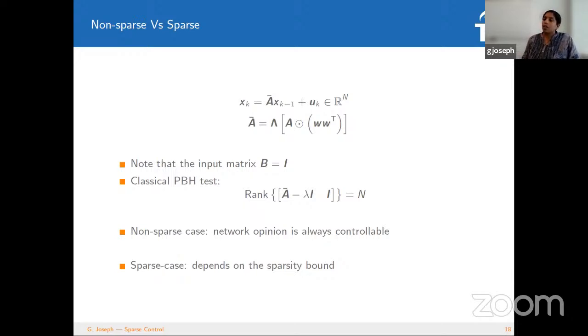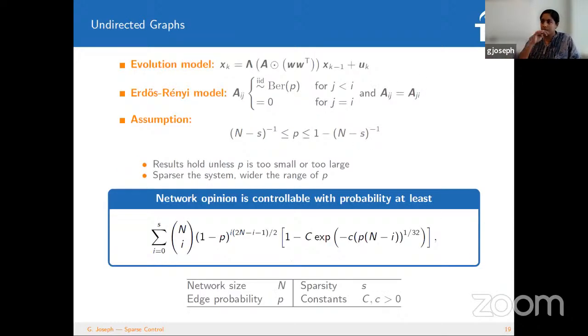In the sparse case, whether the system is controllable or not depends on the transition matrix, which is A bar in this case. So the sparse case depends on A bar. And we recall that A bar is a random matrix because A is random and the entries of A come from a Bernoulli distribution. So whether the system is controllable or not depends on the rank of A, which is a random matrix. So definitely we have some probabilistic results. This is the kind of result that we have. We consider the evolution model with A bar, and this is a result for undirected graphs. So it's a symmetric graph where the entries come from a Bernoulli distribution with mean P.